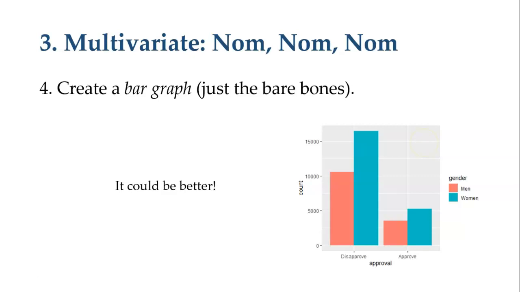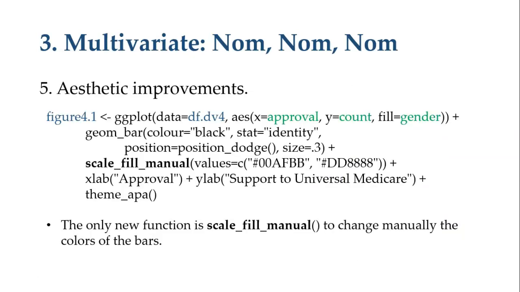Great. Let's move on. Now you're gonna learn how to make aesthetic improvements. If you don't want to learn about it, just skip this part, and it's very simple. So it's not gonna take a lot of time. The new thing that I want to teach you is this scale fill manual, a function to say directly the colors that you want in your bar graph.